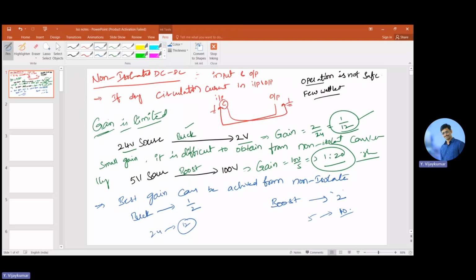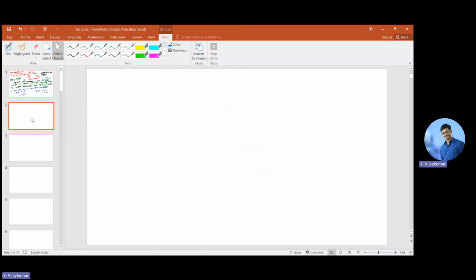So this gain drawback in the non-isolated converter can be overcome by using an isolated DC-DC converter. In the isolated DC-DC converter, what is extra that we have is an intervening transformer.